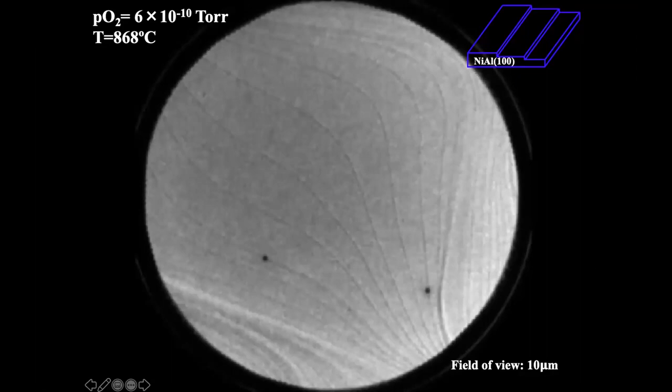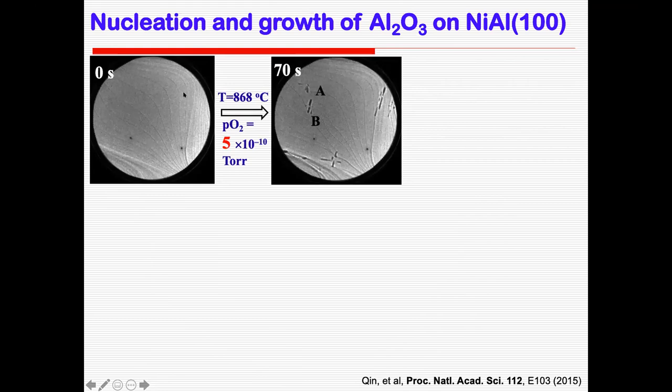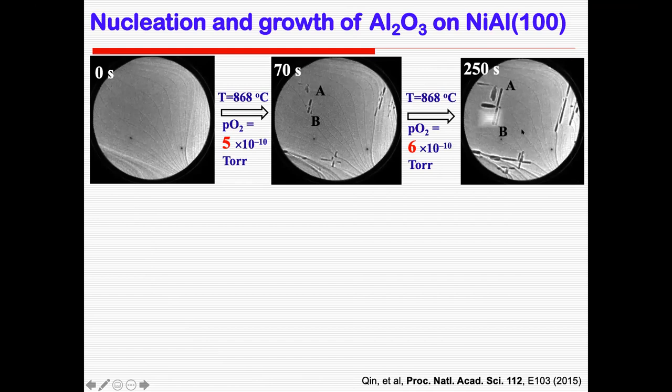If we look at individual images like this, initially this is a clean surface, and then we have oxide nucleation and growth, and you can see the bending here of the surface atomic steps of the substrate. And with further oxidation, you can see further bending of the substrate steps, okay? So ideally it looks like this.